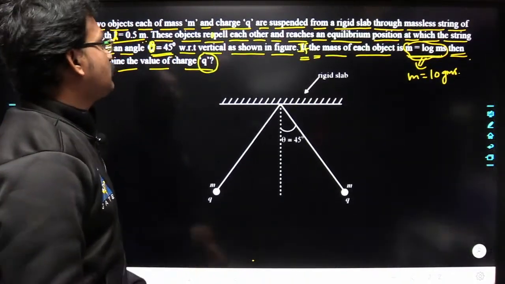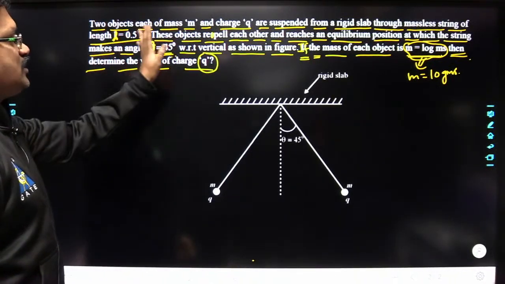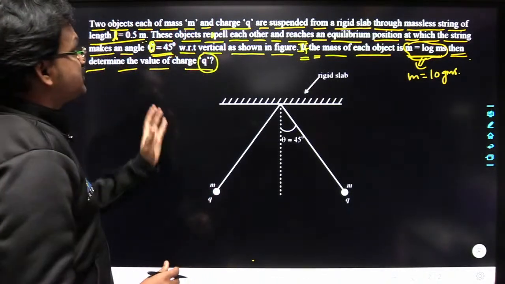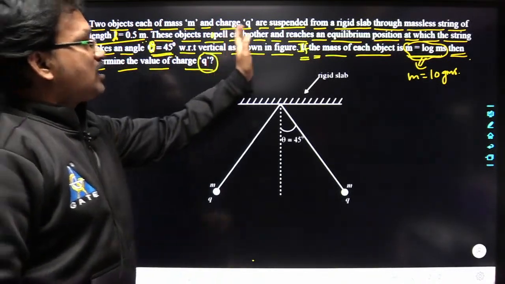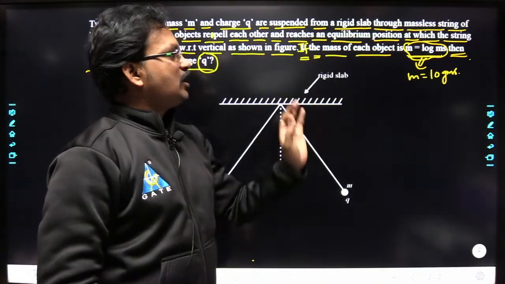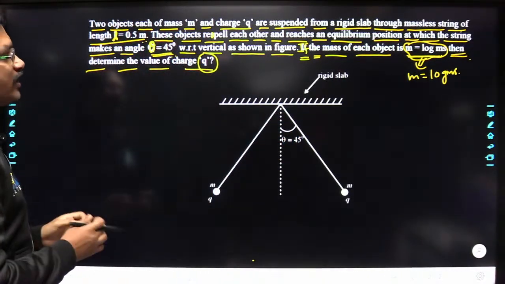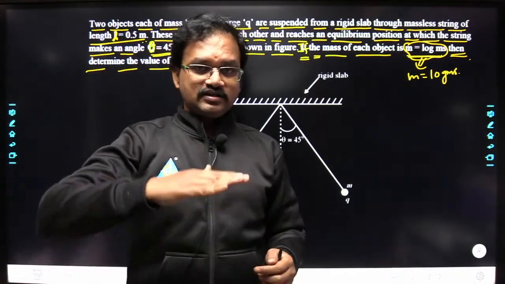So what is the question they are asking here? We are having two objects each of mass m. So here you are having two objects, each of mass m and charge q, suspended from a rigid slab through a massless string of length L is equal to 0.5 meters. So let us consider this is the rigid slab here.